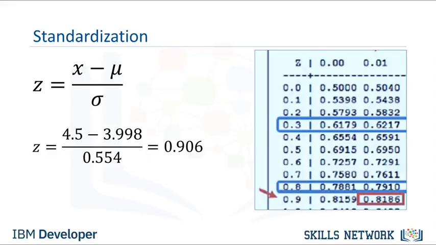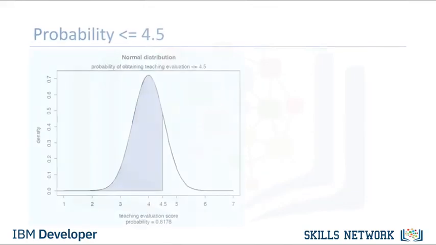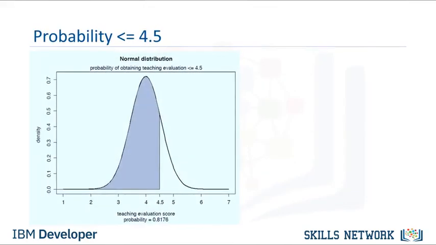If we were to standardize the data, it becomes 0.906. Because the accuracy of this table is only good for 2 decimal places, 0.906 effectively becomes 0.91. So we get a 0.8186 value here, hence the probability of obtaining a teaching evaluation score of 4.5 or less is 0.8186. If you look at this graphic, you will see that I have plotted the area under the curve by shading it gray.